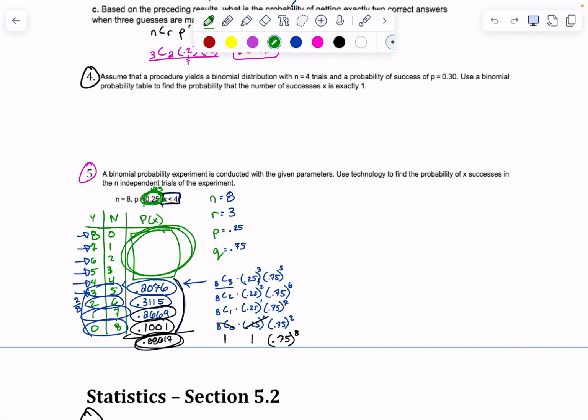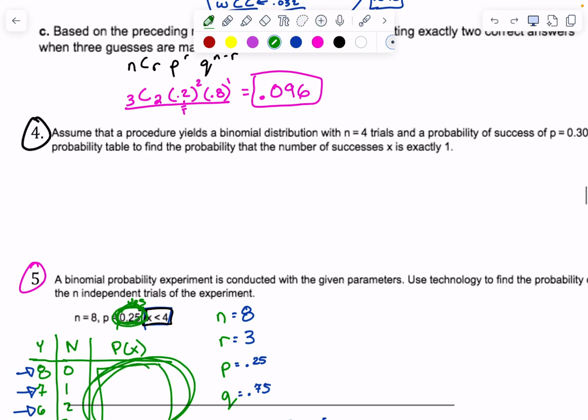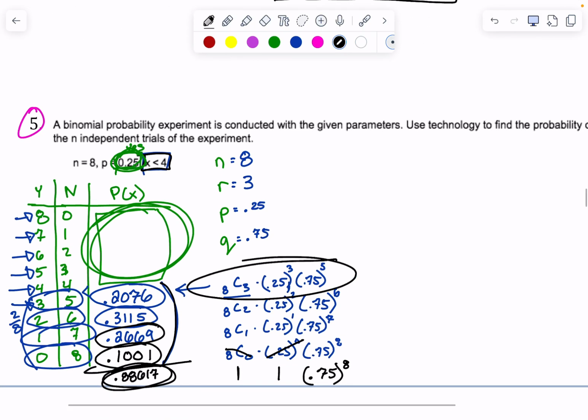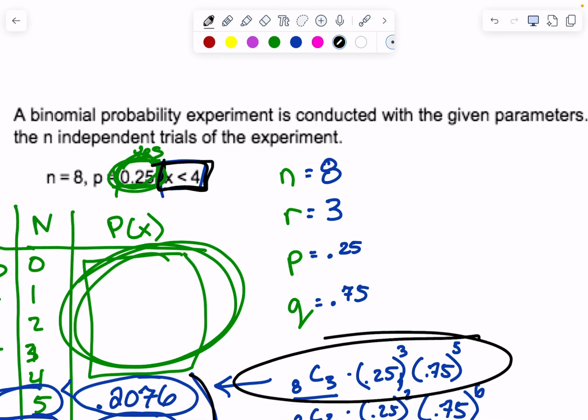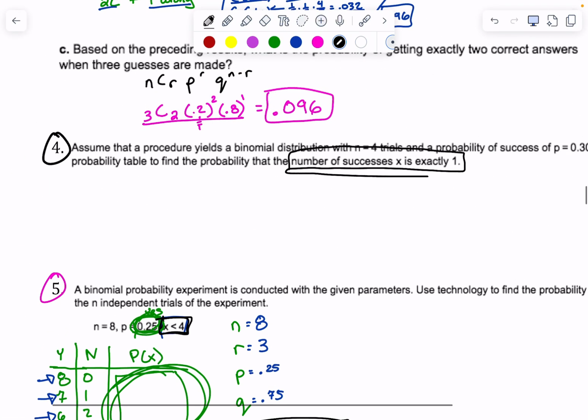Kind of messy. Now, number 4 is really nice. I'm going to read to the end. It says, find that the number of successes is exactly 1. That's really nice because you only have to do this formula 1 time. When they say the number of successes is less than 4, you have to do 3 and 2 and 1 and 0 and add all 4 of those together. But when they say exactly 1, I only have to do the formula once. You just have to find N, P, Q, R.